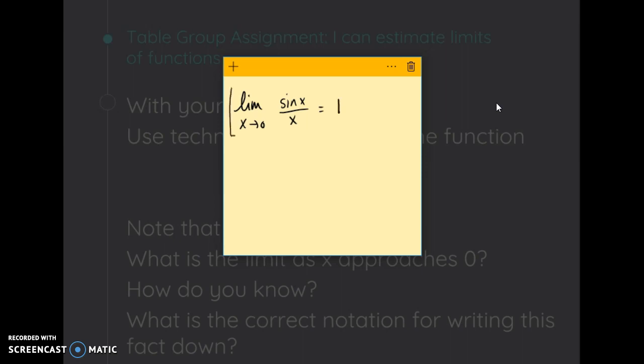And I want this to actually be a building block that we come back to. I want you to make sure that you have that down. So that is a limit that you should know. It comes up again. So please have that one down.